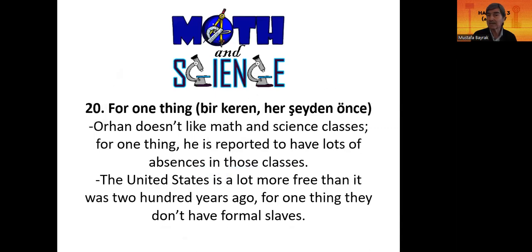Now, for one thing, Orhan doesn't like math and science classes. For one thing, he is reported to have lots of absences in those classes. The United States is a lot more free than it was 200 years ago. For one thing, they don't have formal slaves.